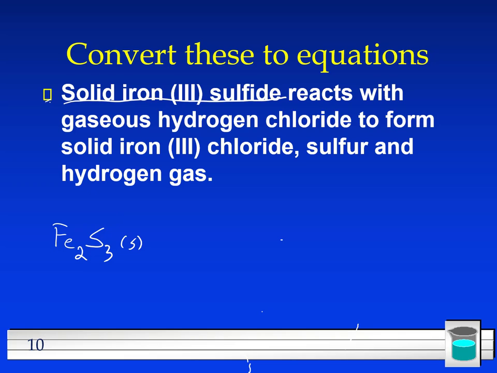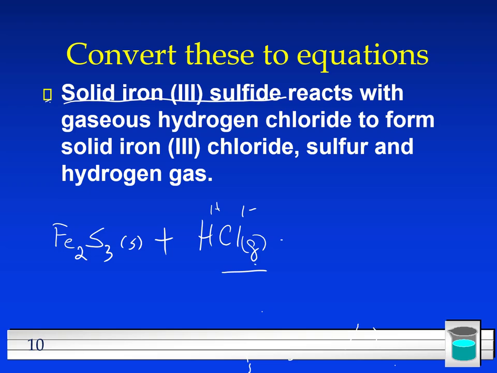Reacts with, plus. There's going to be another chemical there. Gaseous hydrogen chloride. Hydrogen, chloride. H doesn't have prefixes, so expect me to use charges. H is 1 plus, Cl is 1 minus. So that's hydrogen chloride. And to say it's gaseous, I'll put a G.